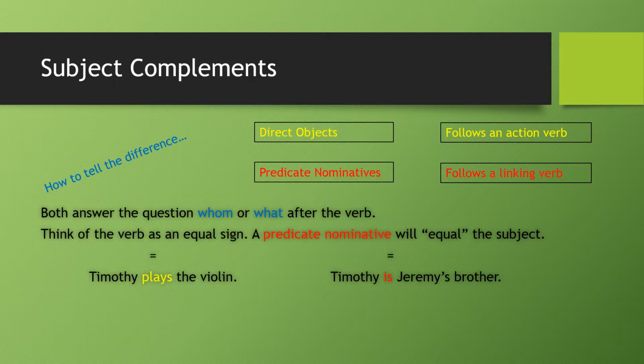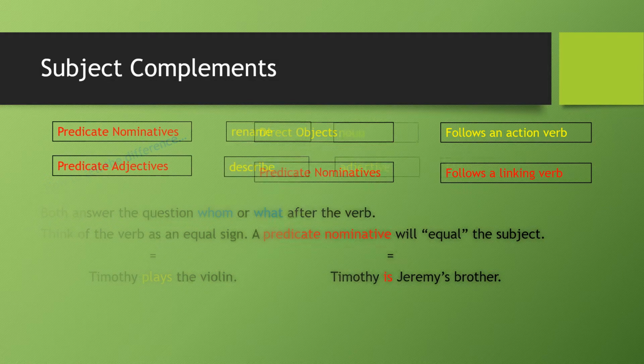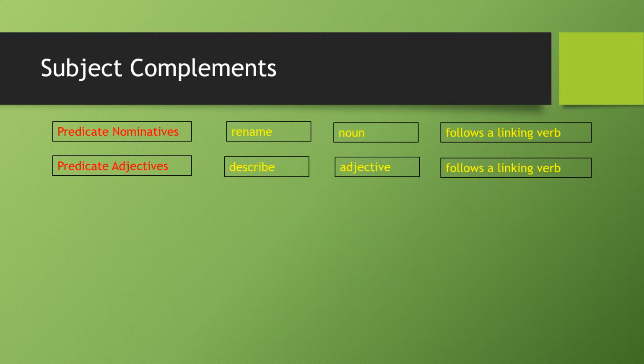The second sentence, Timothy equals Jeremy's brother. Well, yes, it sounds perfectly fine there because Timothy is actually Jeremy's brother, so he does equal that. So in this sentence, we have a predicate nominative. Just by way of review, a predicate nominative renames the noun, or it actually is a noun, and it follows a linking verb, whereas a predicate adjective describes, it's an adjective, and it follows a linking verb.